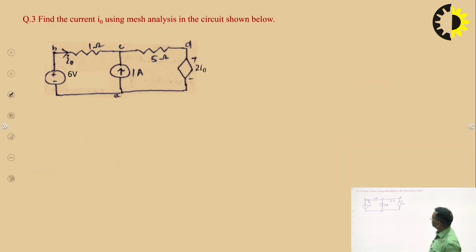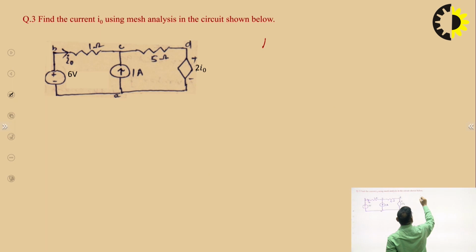Now there is another question. Find the current I0 using mesh analysis in the circuit shown below. This is an example of a super mesh because a current source is in between this loop and this. So we cannot apply Kirchhoff's voltage law in this loop or in this loop because we do not know the drop across the 1 ampere current source. So we write Kirchhoff's voltage law for the outer loop.